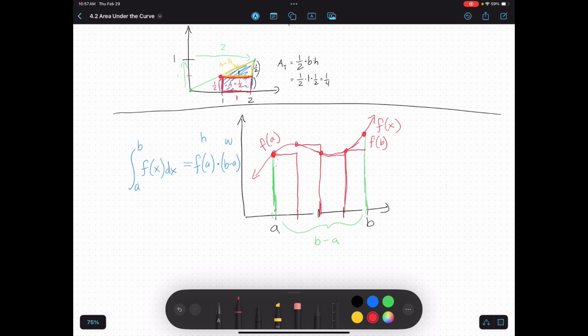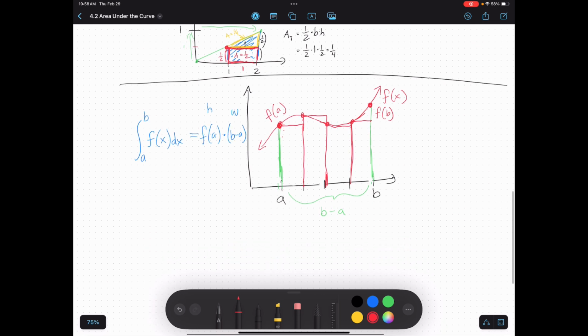Okay, sorry, I apologize for my drawing ability. But by breaking it up into more rectangles, this should be a little bit more accurate of an estimation than just doing one rectangle, especially if there's a lot of change happening with my function. Well, how would I calculate the areas of each of these rectangles?